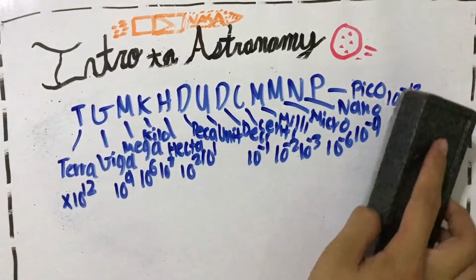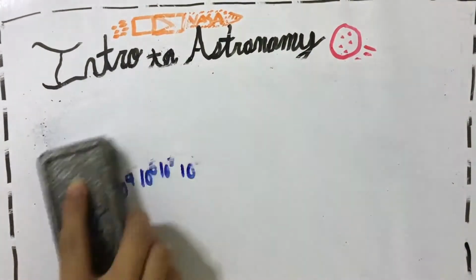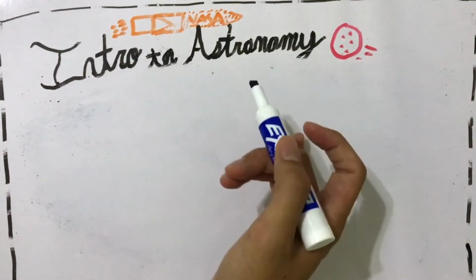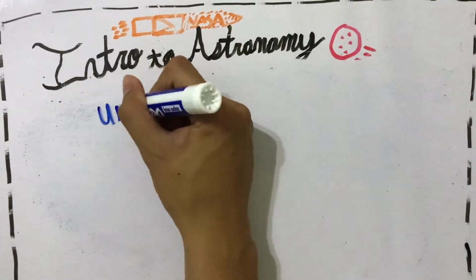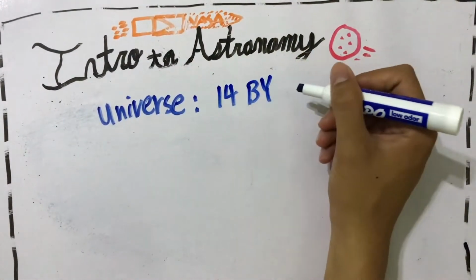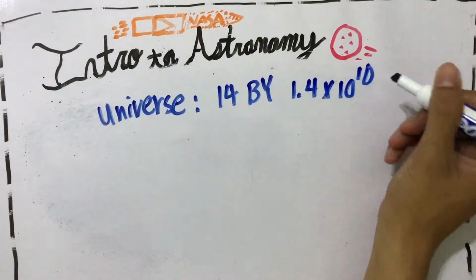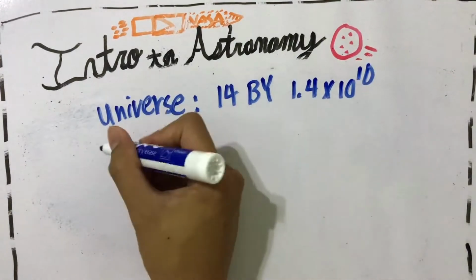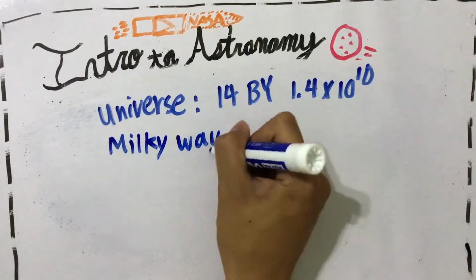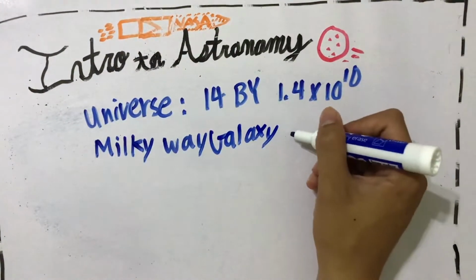Now we're going to move on to astronomical timescales, and basically when our universe started. That was due to the Big Bang, which started about 14 billion years ago. Our universe came about. And then this would be 1.4 times 10 to the 10. Our Milky Way galaxy, which is our own galaxy, is about 13 billion years old. So it's actually near the start of our universe.